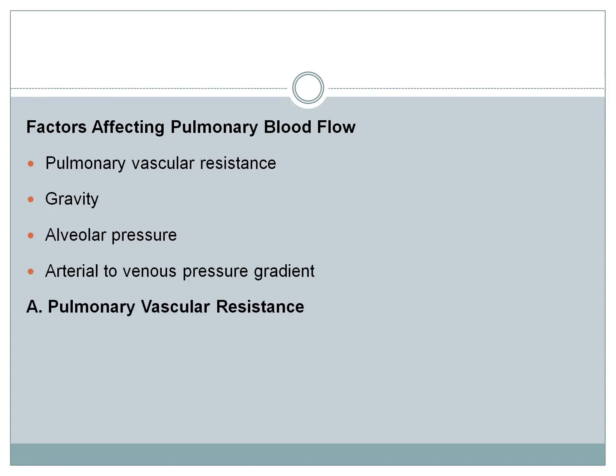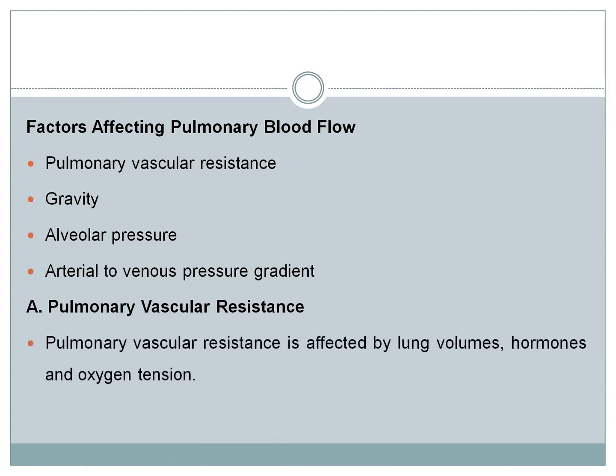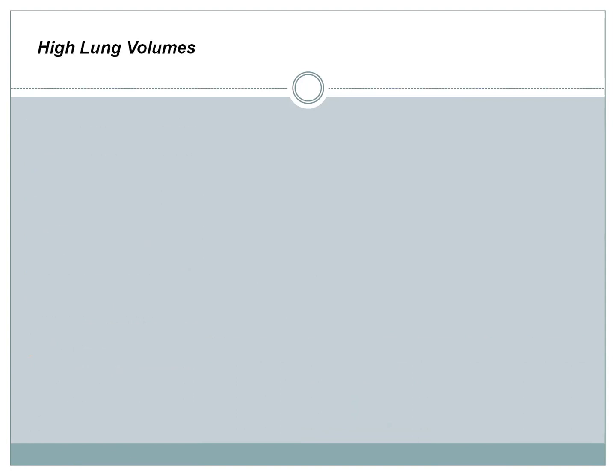Now, one by one, we are going to discuss. So, what is the effect of pulmonary vascular resistance? It is affected in turn by lung volumes, it is affected by hormones, and it is affected by oxygen tension. So, this is the first and the most important point which is affecting the blood flow, and the resistance itself will be affected by lung volumes, hormones, and oxygen tension.